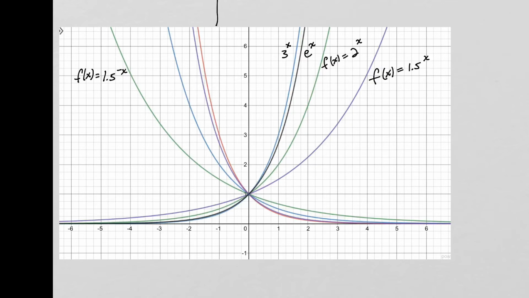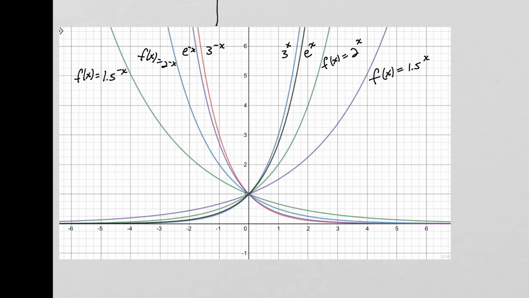And then this would be 2 to the negative x. That's the blue. Then this would be e to the negative x. And then this would be 3 to the negative x, right? So those are decay. The ones that have 1.5 to the positive x, those are the ones that are growing. So exponential growth, right? And the ones that have the negative x are decaying.